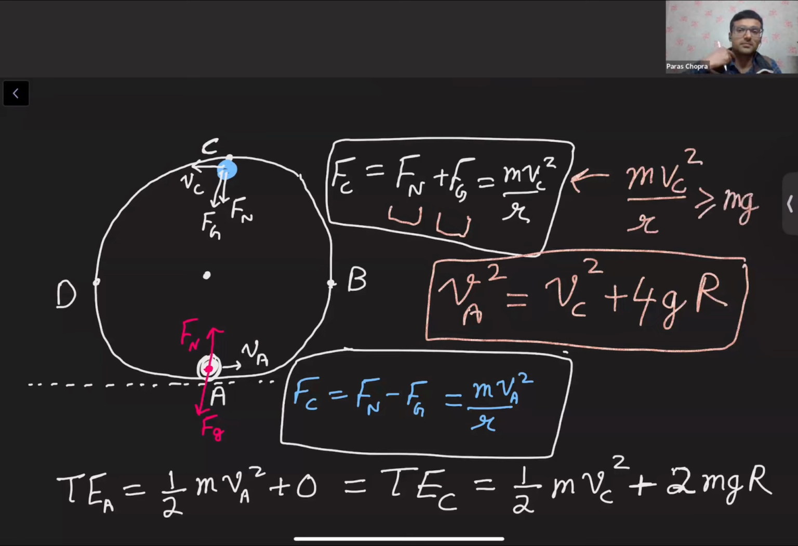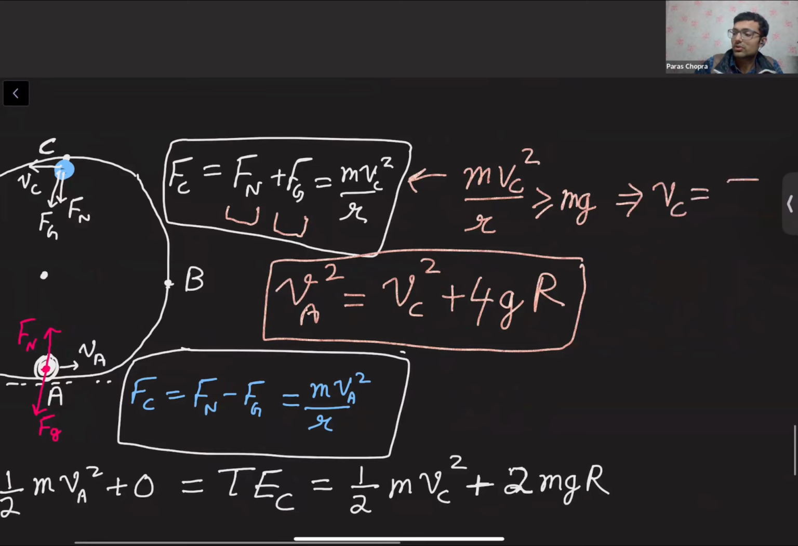तो वेलोसिटी सबसे कम तब होगा जब नॉर्मल फोर्स जीरो होगा C पर, and only the gravitational force will be responsible for the centripetal force. Okay. इसका मतलब for the minimum velocity we will have Vc is equal to square root of gr.